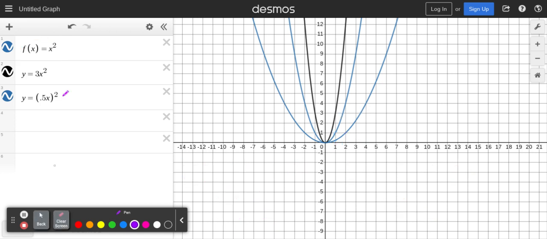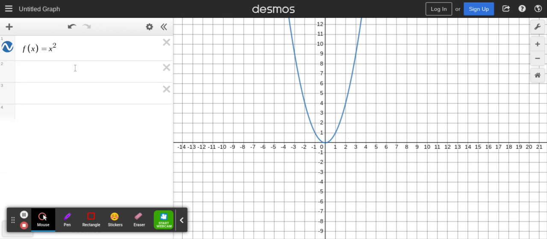All right, last two. Let's go. Let's clear these out here and look at our original. So let's say we want to do a vertical reflection.